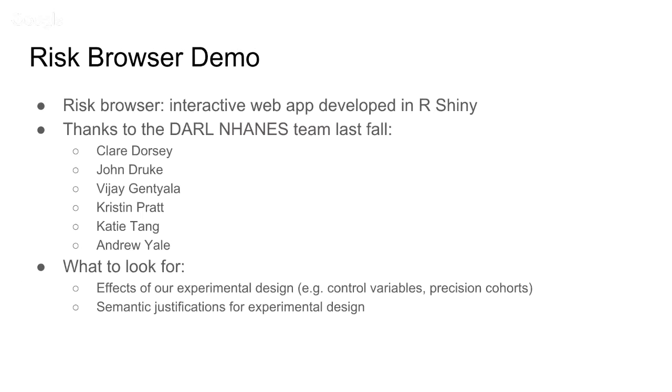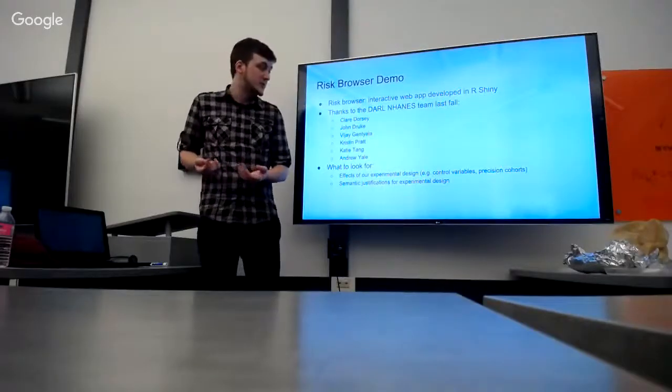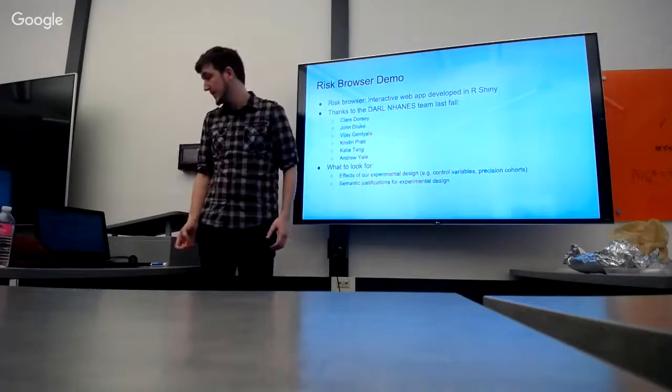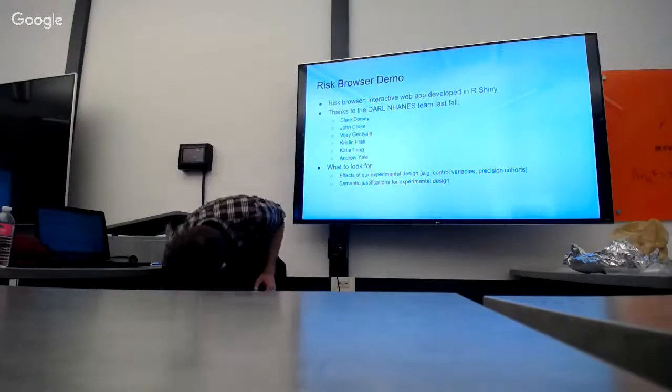And so then what we want to look for in the browser is the effects of experimental design. So why are control variables useful? And then also semantic justifications for the experimental design. And then something more.